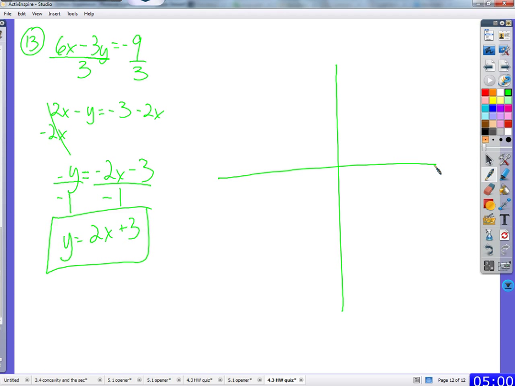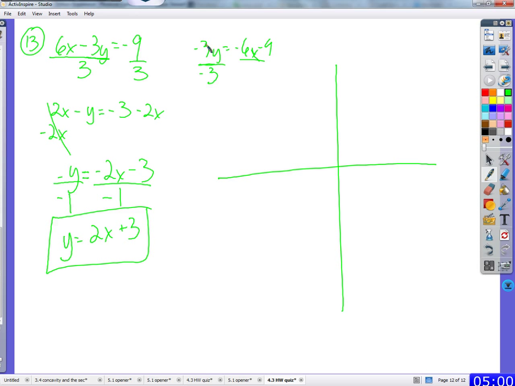So, Connor, could you have divided by, or subtracted by 6x on both sides first? Sure, you could have. Instead of dividing by 3 on both sides first, you could have subtracted 6x on both sides, got negative 3y equals negative 6x minus 9, and then divide by negative 3. Wouldn't that be different? Well, let's find out. It shouldn't be. If it is, then somebody did something wrong somewhere.